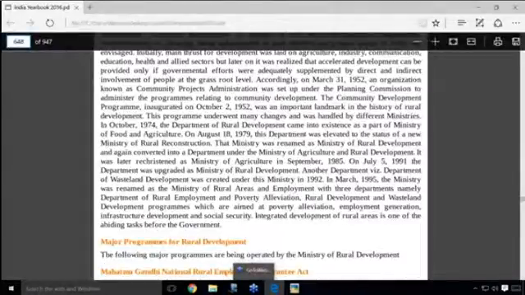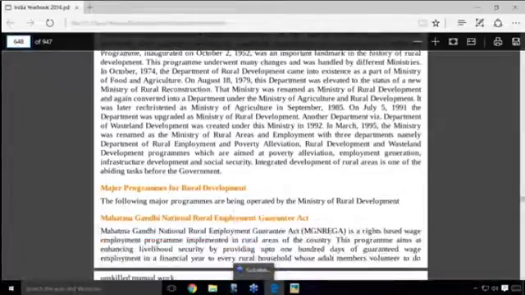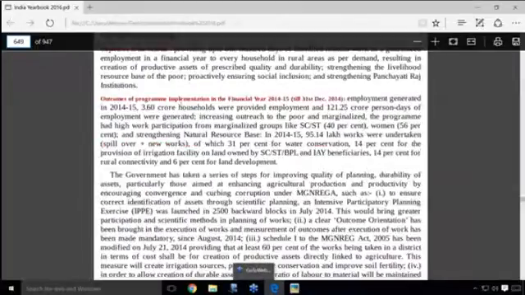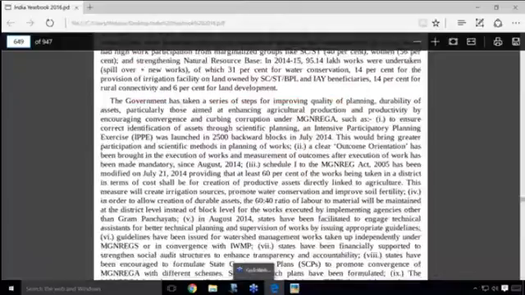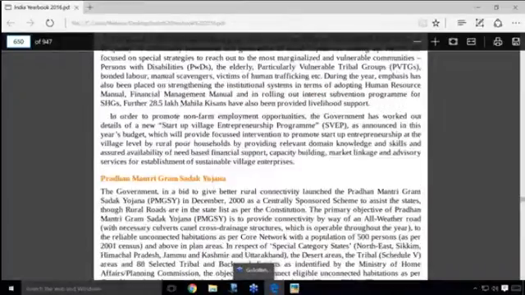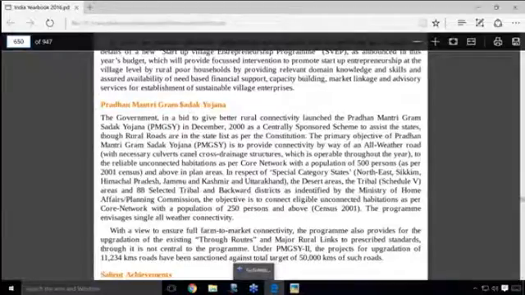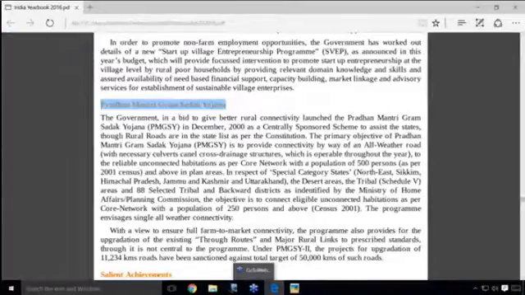Open page number 722. Pradhan Mantri Gram Sadak Yojana. Right, what is it? The government, in a bid to give better rural connectivity, launched the Pradhan Mantri Gram Sadak Yojana as a centrally sponsored scheme to assist the states. This date may be important.